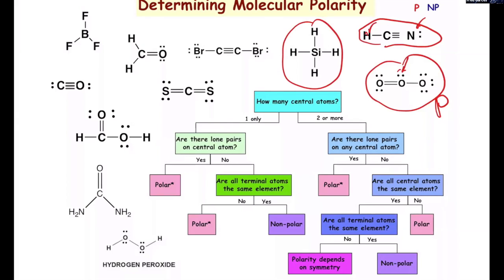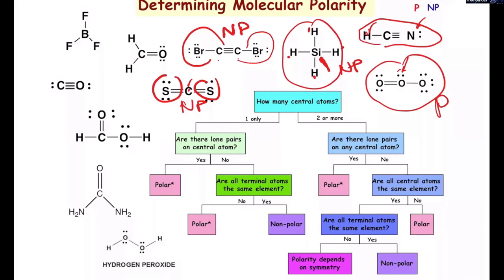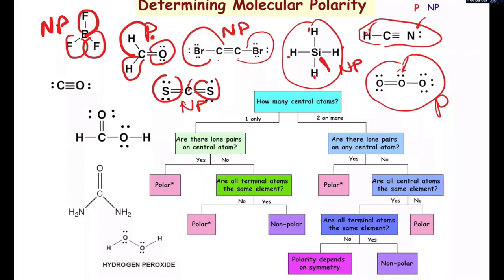This is nonpolar. No lone pairs on the central atoms. Terminal atoms are identical. This is nonpolar. Central atoms do not have lone pairs. Terminal atoms are identical. This is also nonpolar. Central atoms don't have a lone pair. Terminal atoms are identical. This is polar. This has a difference in the terminal atoms. This is nonpolar. All terminal atoms are identical.